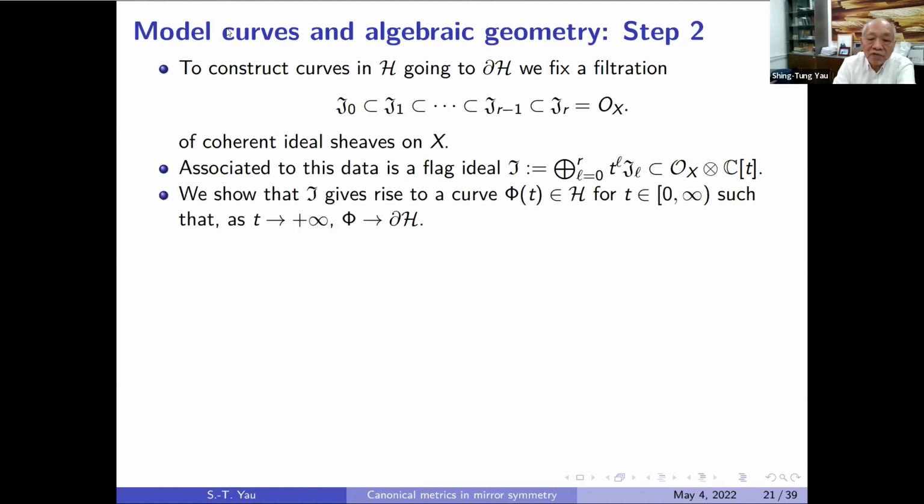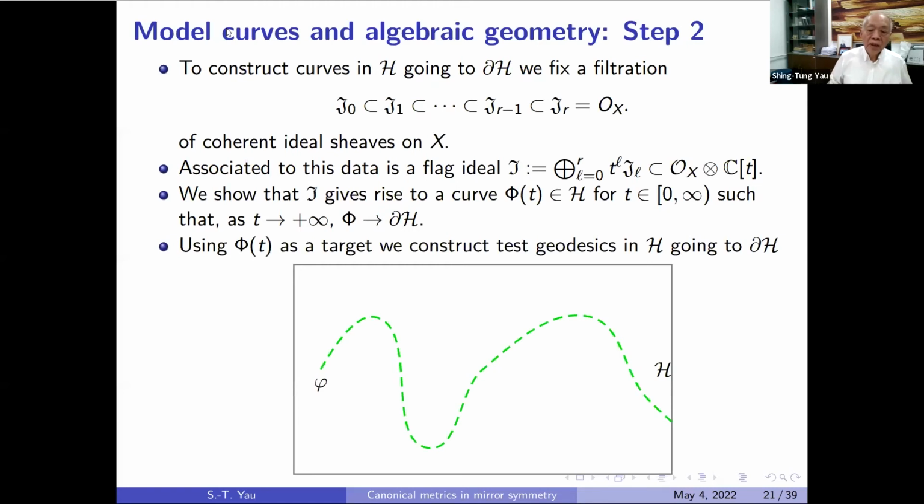And we show that this filtered ideal gives rise to a curve, phi t, associated to this ideal. We can write down some functions, and we can then produce elements in H, which we call phi t, so that as t goes to infinity, this phi will go to the boundary of infinity, boundary H. So this constructs a huge number of elements representing infinity. Now this is a curve that you can see in this picture, the green curve. From this curve, we can construct geodesics in H going to boundary H, by simply joining points by segments, and then we take the limit.